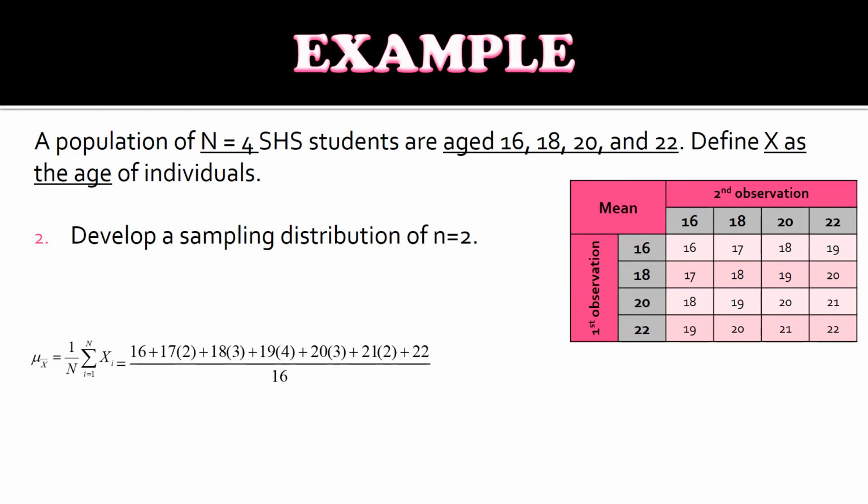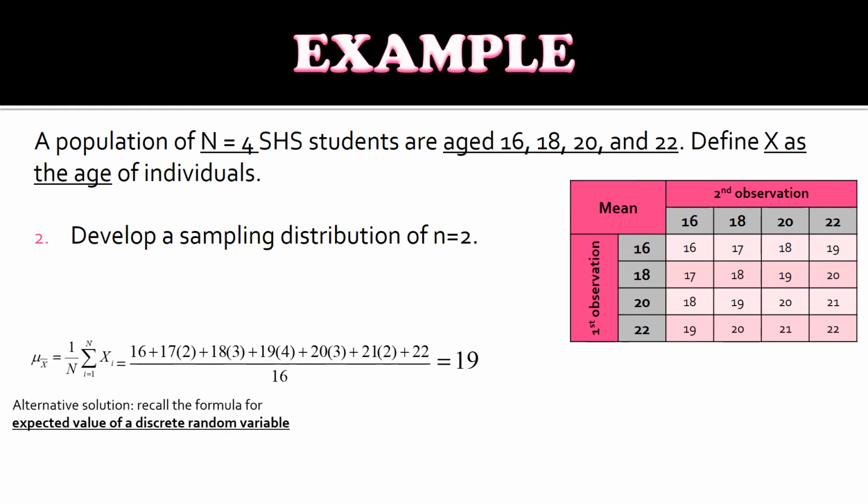Okay, so just substitute that. So 16 plus 17 times 2 plus 18 times 3 plus 19 times 4 plus 20 times 3 plus 21 times 2 plus 22, divided by 16, which is the total number of pairs. And it would give us the same answer as number 1, which is 19. As we defined earlier, the sample mean and the population mean are equal.